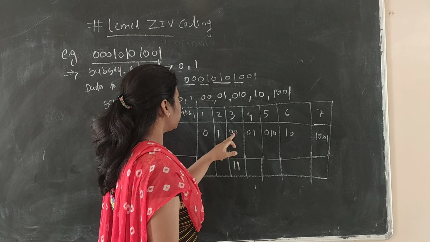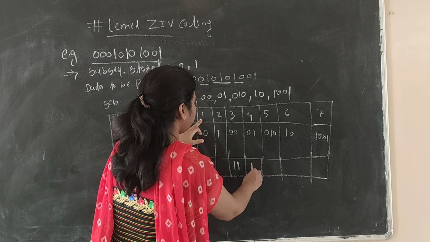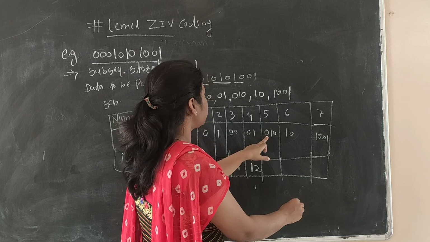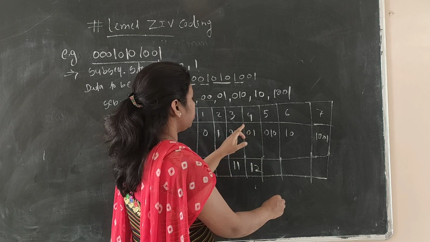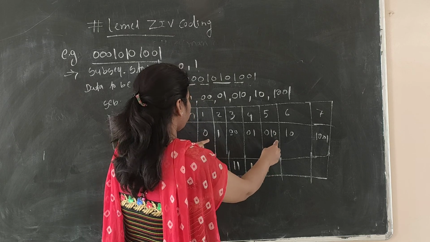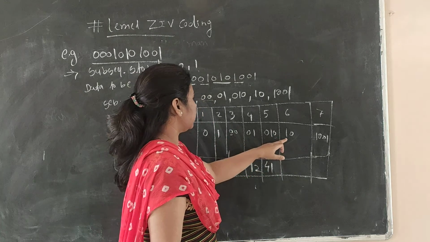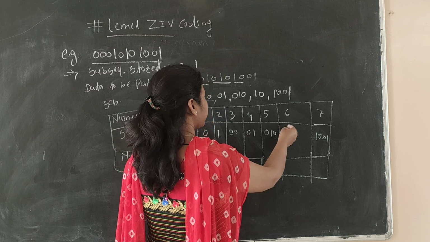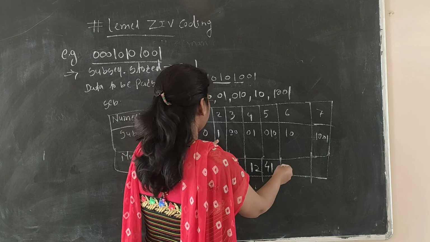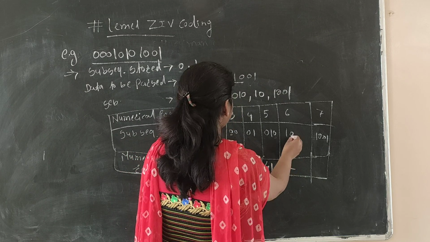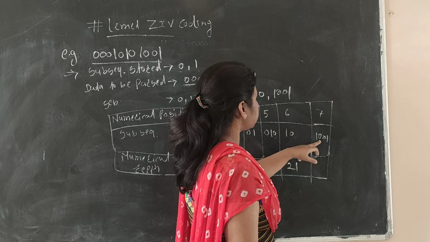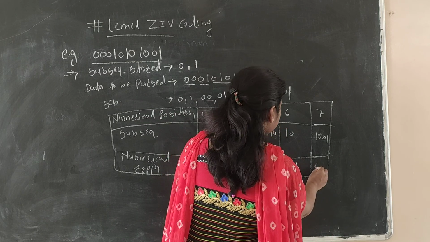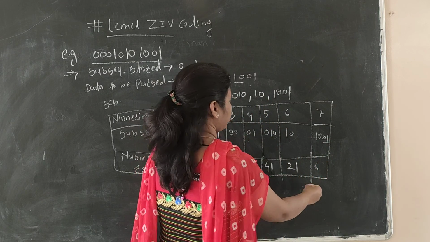Then next 0 1: this 0 is in position 1 and 1 is in position 2. Then next, 4 is 0 1. 0 1 is at numerical position 4 and this 0 is at position 1. Then 1 0, which is a new sequence, we write as 1 at position 2 and 0 at position 1. And for 7, 1 0 is there, so we take 1 0 at position 6 and 0 1 at position 4.